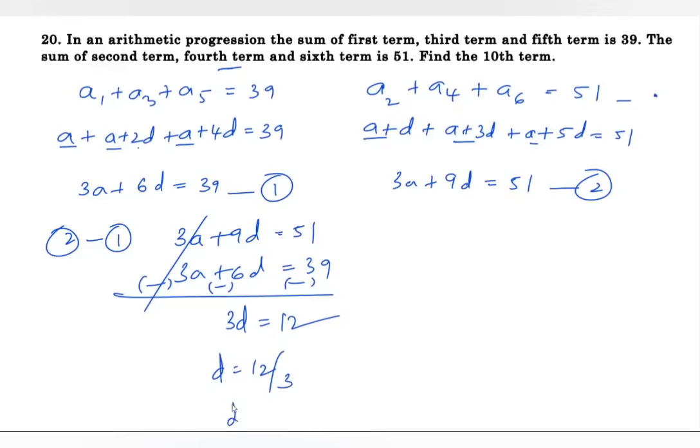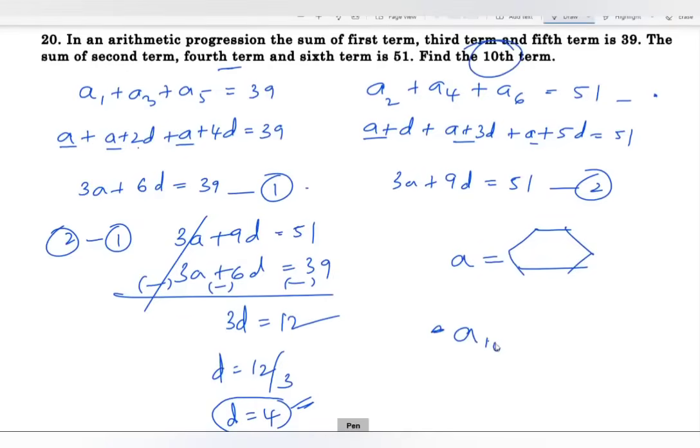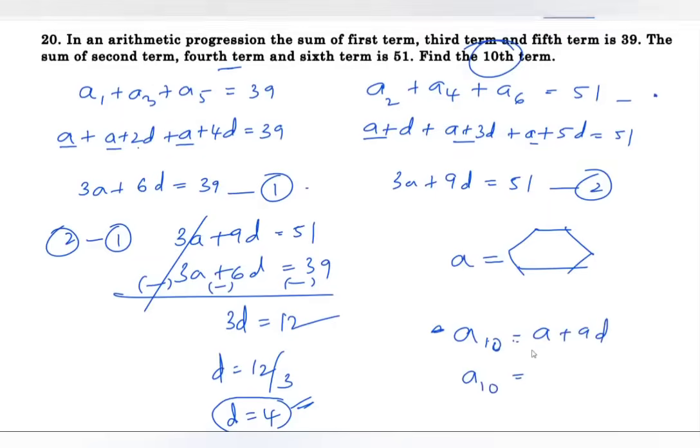Now d equals 12 by 3. D equals 4. Now substitute the value of d in any one of the equations and find out the value of a. That I'll give for you to do, and find out the first 3 terms. We should find out the 10th term, that is a10 equals a plus 9d, or we can use the formula an equals a plus (n minus 1) into d. You get the same relation.